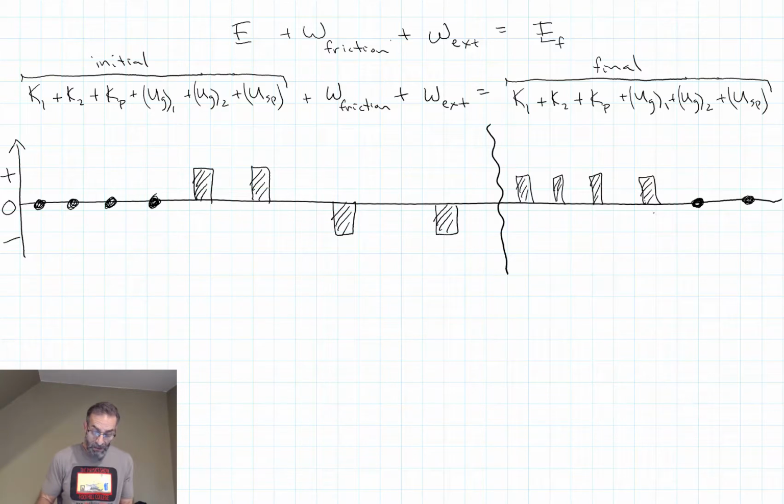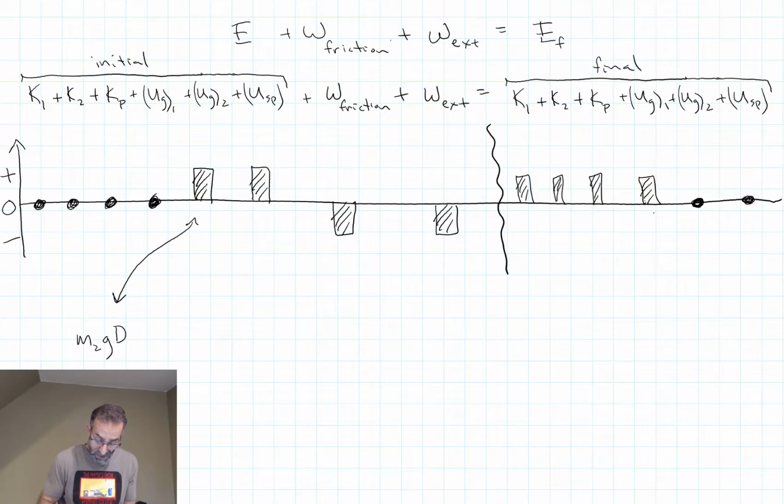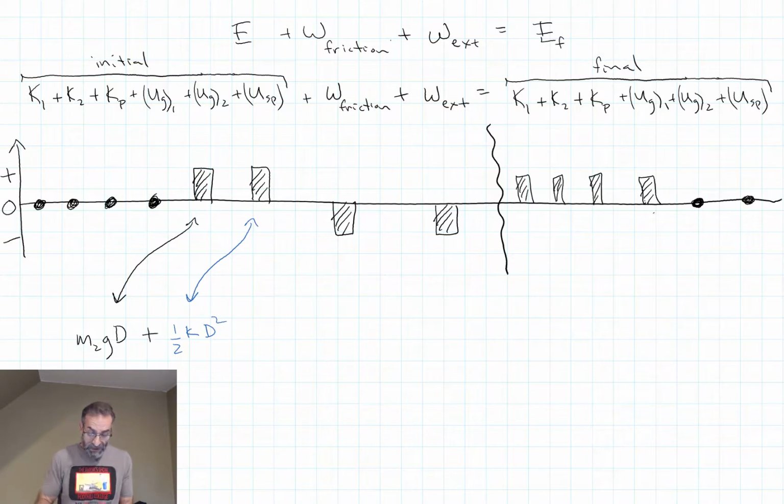Now, what do I do? I write out my equation. The first thing I'm going to write out is this term right here, and that's a potential energy term for mass 2. And mass 2 starts out a distance d above its lowest point. What's next? I have spring potential energy. Spring potential energy is 1/2 k x squared, where x is the amount the spring is stretched or compressed. In this case, that's d. Now I need the work done by friction, so I've got the friction force times the distance times the cosine of 180. I'm just going to put a minus sign here, which is why I have a minus sign there.